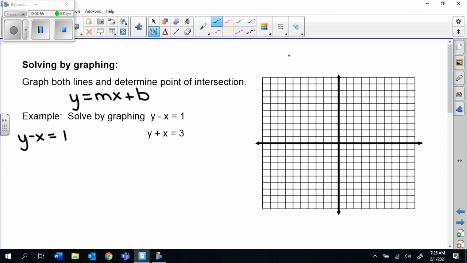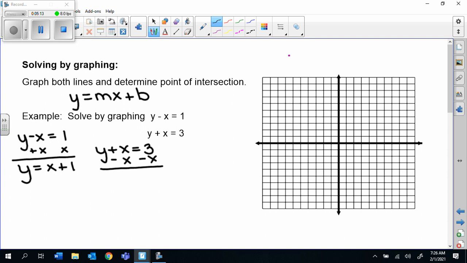And you guys are probably getting really good at this because you've had a lot of practice by now. So y equals x plus 1. And here we have to take also the x to the other side. So subtract x, and y equals negative x plus 3.